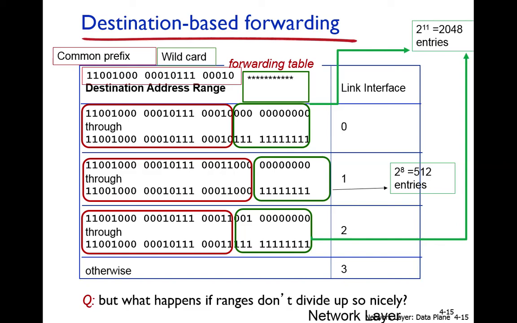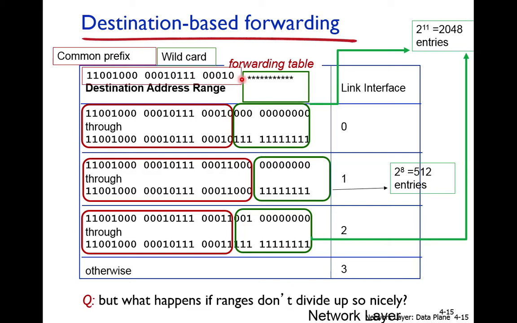In destination-based forwarding, the forwarding table stores the destination IP addresses and their outgoing link information. One approach is that for each destination IP address, we have an entry. In this case, it will have 4,500 entries. Another approach is that for the entries that have the same outgoing link, we find their common prefix, like this one. For these 2048 entries, we have this common prefix, and the rest are static. So using only one entry, we can represent these 2048 entries. This is called common prefix matching.